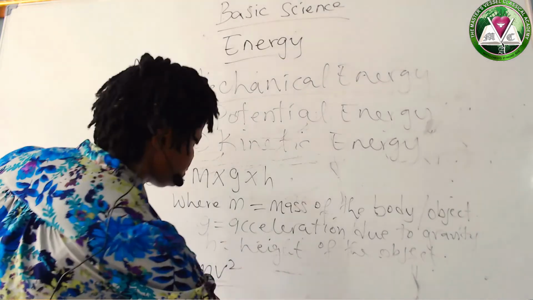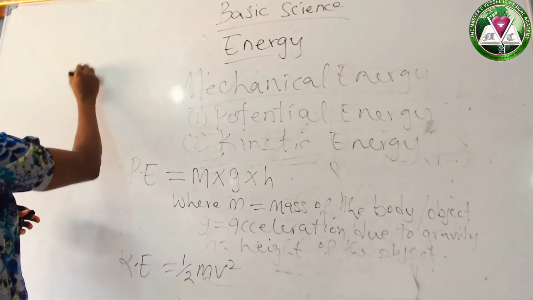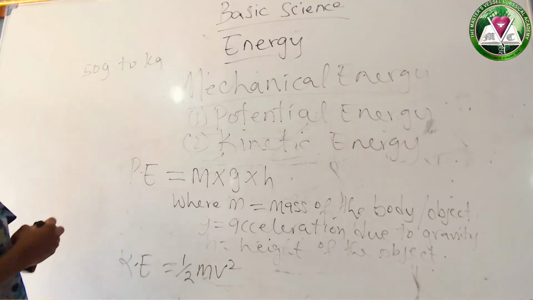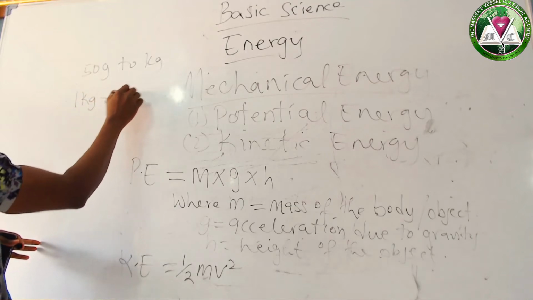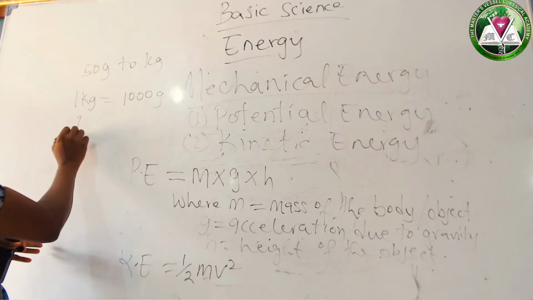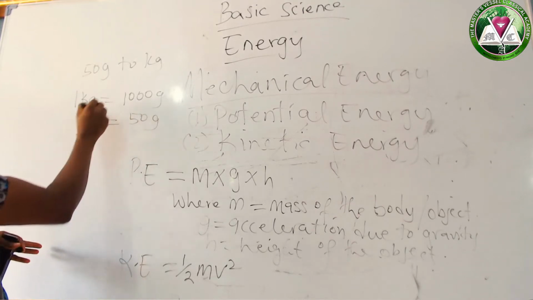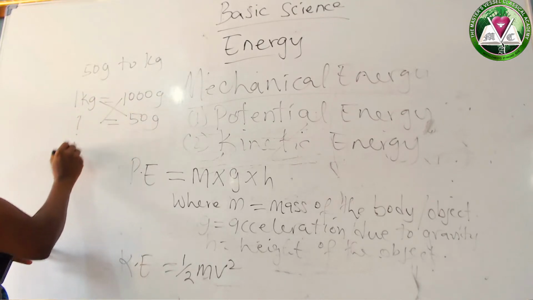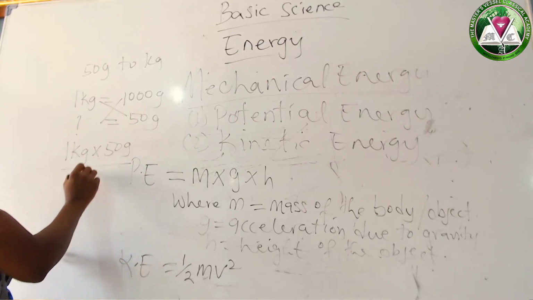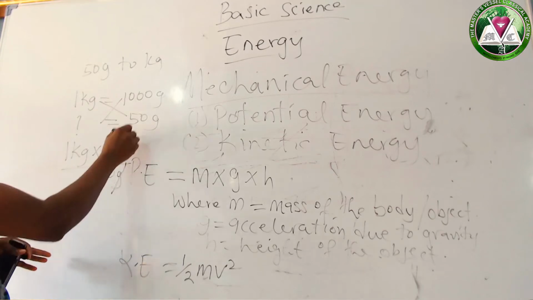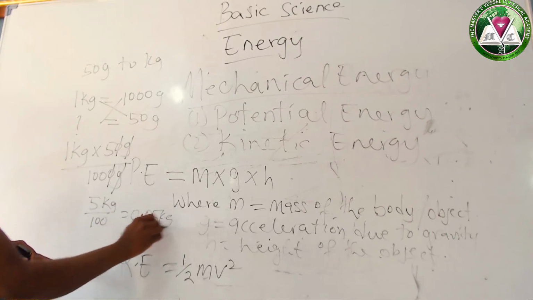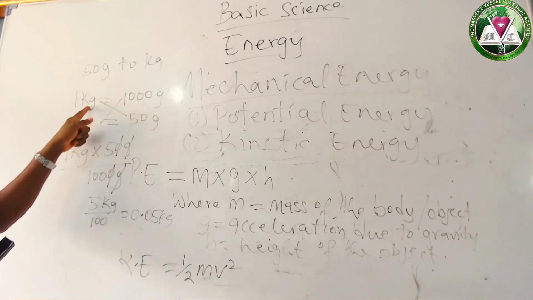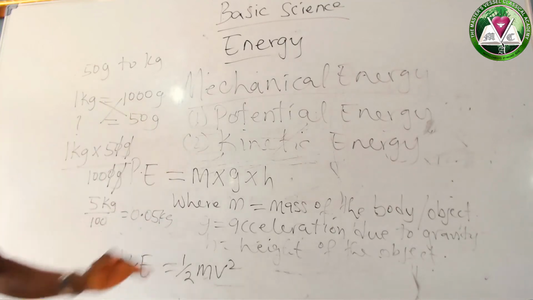For instance, if I say convert 50 grams to kg. I say 1 kg is equal to 1,000 grams. Then how many kg will 50 grams give me? I can do it this way. I'll have 1 kg times 50 grams divided by 1,000 grams. Gram will cancel gram, zero will cancel zero, so we have 5/100, which gives 0.05 kg. So that's how you do your conversion, knowing that 1 kg is equal to 1,000 grams. You can easily convert it using this formula.